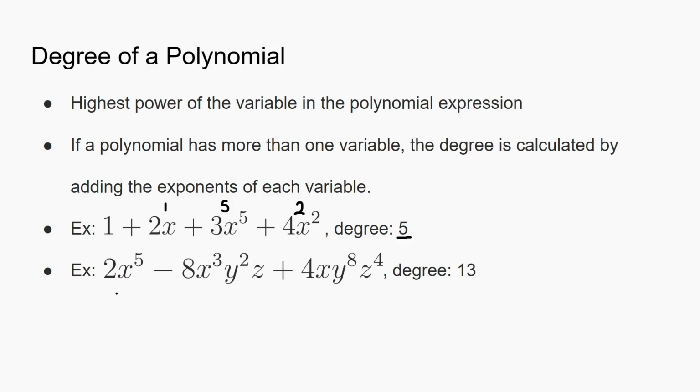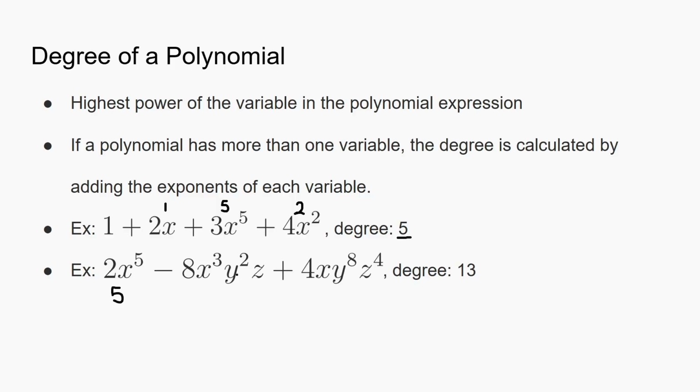For this one, we have 2x to the 5 minus 8x cubed y squared z plus 4x y to the 8th z to the 4th. As we can see, our polynomial has more than one variable. So let's break this down. The first term has a degree of 5 because it's x to the 5th.